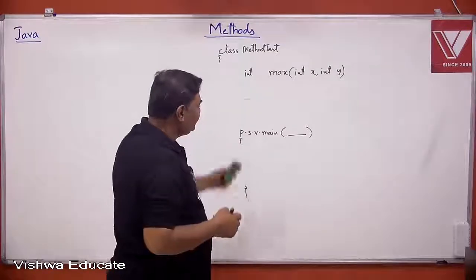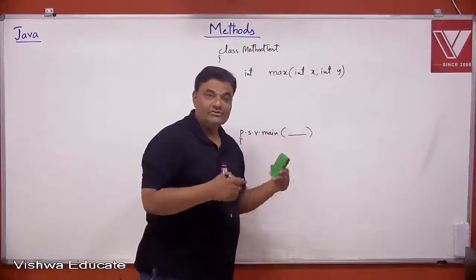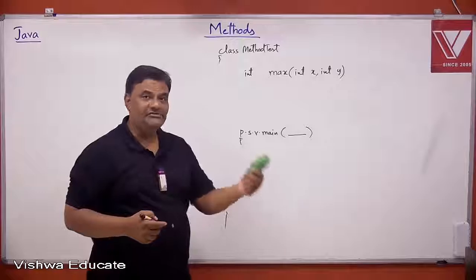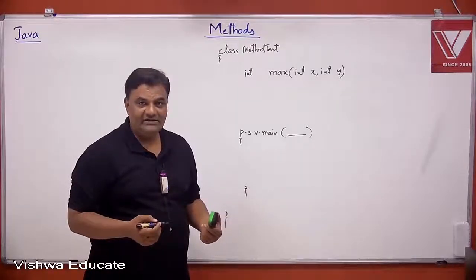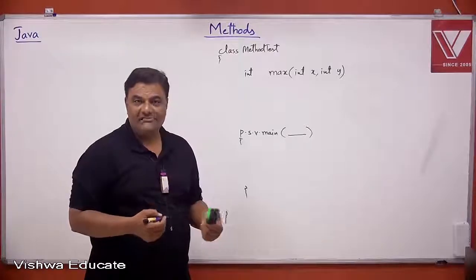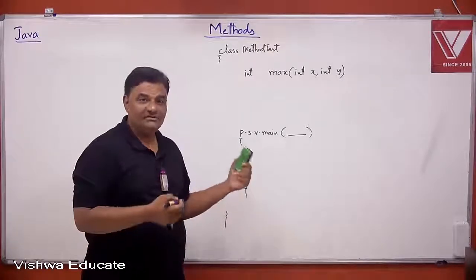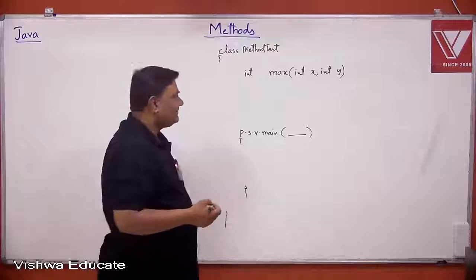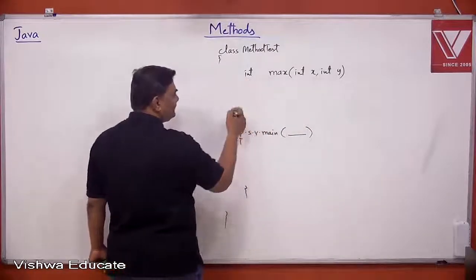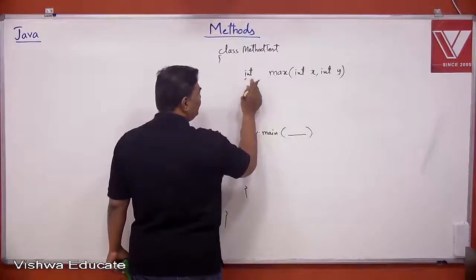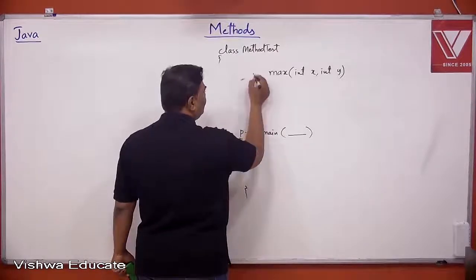So see, this needs some practice. What should be the name? What should be the parameters? What should be the return type? This comes with practice. If you write some programs by yourself, then this comes. What should be the name and all, you will get the idea. So as it's going to return the maximum of these two, the return type is also integer. So int is the return type.